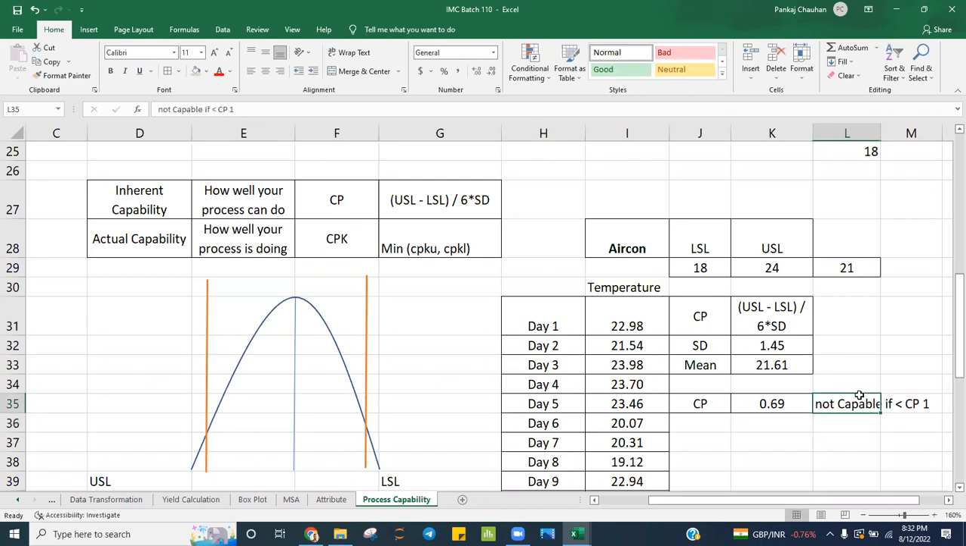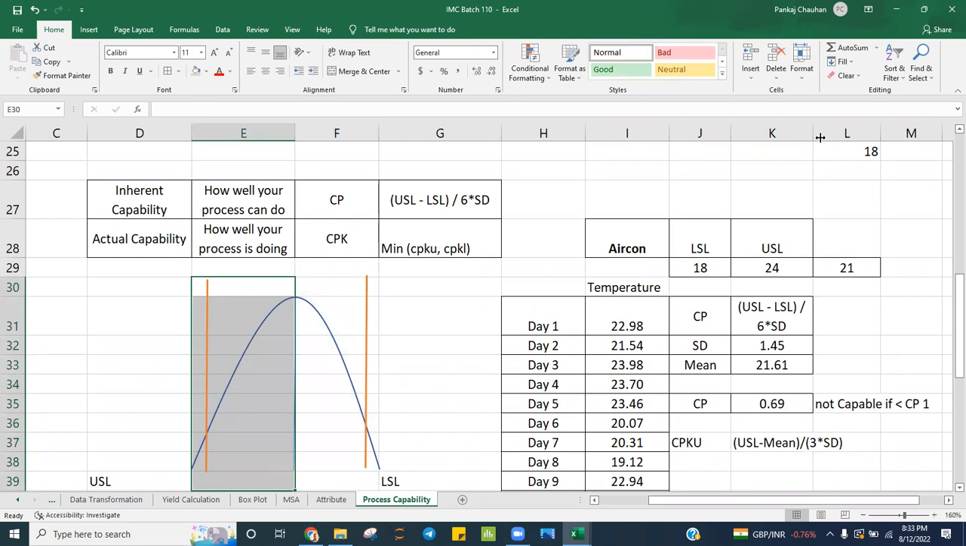not capable process. Now CPK is the minimum value of CPKU and CPKL. So what is the CPKU formula, which will tell you the probability of defect on the upper side? CPKU is USL minus mean, divided by 3 times the standard deviation. Because we are checking half part. For the full, we were dividing by 6 times the standard deviation, because here we're checking the half, either on the upper side or lower side. So we are dividing by 3 times the standard deviation.